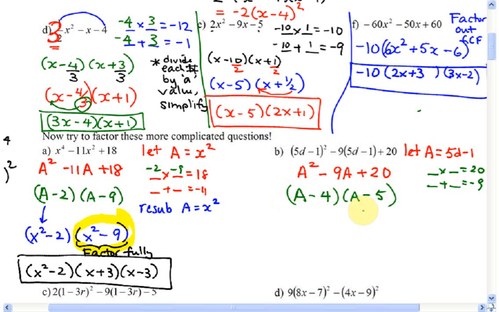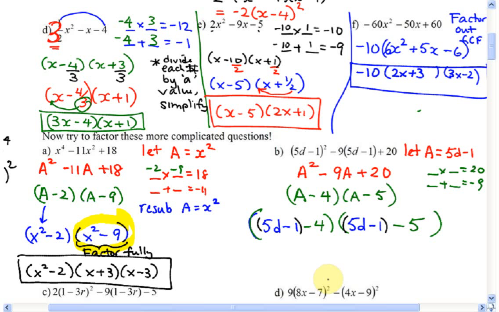Good. Leave your answer like this, and I'll be so sad. Remember, your A value is 5d minus 1. So watch, I'm going to try to color code this. 5d minus 1 minus 4, and then I'm going to have 5d minus 1 minus 5. Do you have to put a bracket around 5d minus 1? If you want to put a bracket, you can. You don't necessarily have to in this case, because it's at the front. If it was at the back, then I would definitely say put a bracket.